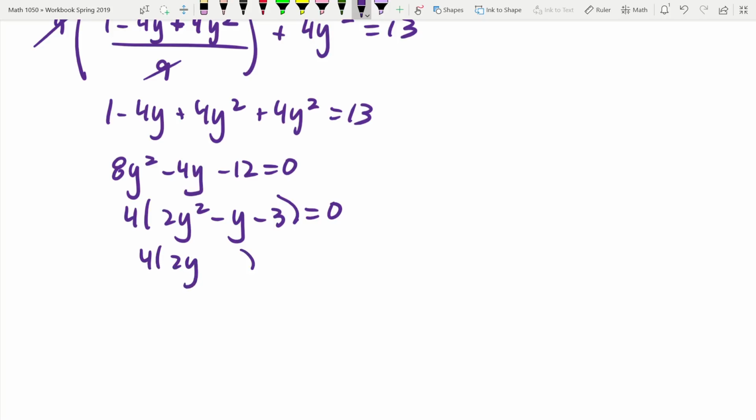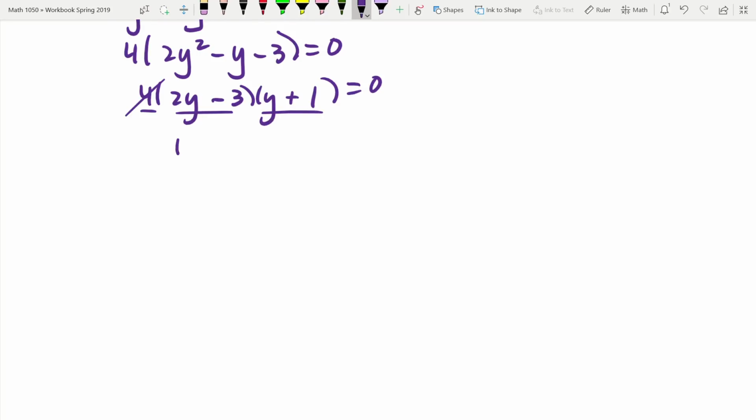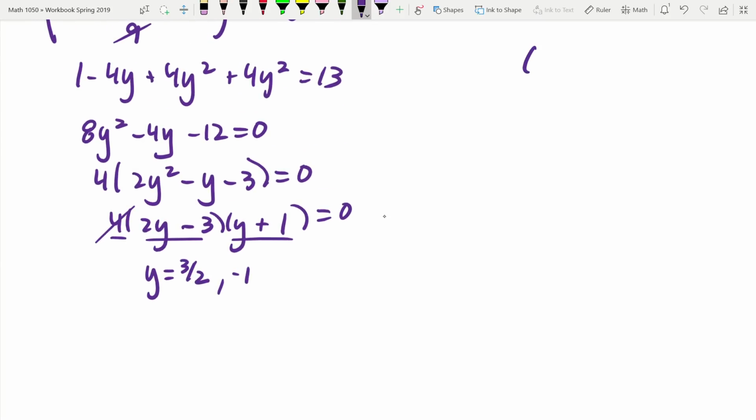So 2y squared goes to 2y and plain y. The 3 is going to go to a 3 and a 1. 3 goes there, 1 goes there. That gives me 3y and 2y, which subtract to give me a 1y. The biggest is the negative, so the negative goes right there. Either this or this or this is 0. 4 is obviously not 0. Set that guy equal to 0, I get 3 over 2. Set that guy equal to 0, I get a negative 1. So I'm going to have two answers. One is 3/2 for y, the other one is negative 1.